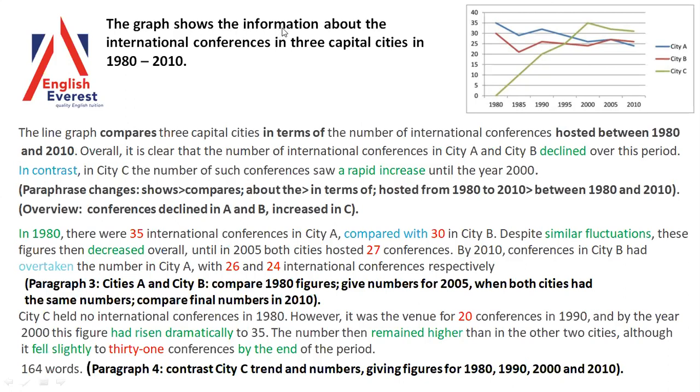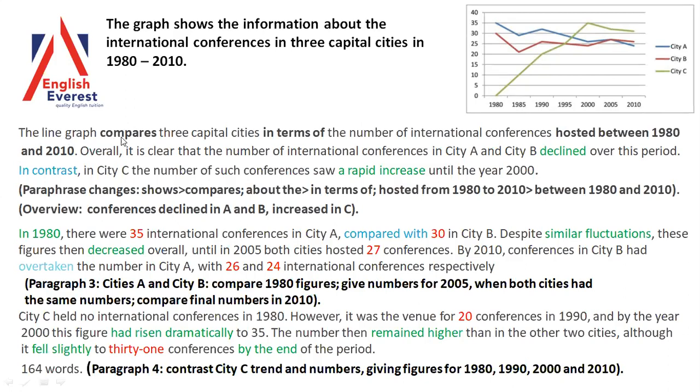The graph shows the information about the international conferences in 3 capital cities, in 1980 to 2010. So this tells us how many conferences there are. So we can see, we do the introduction and the overview.